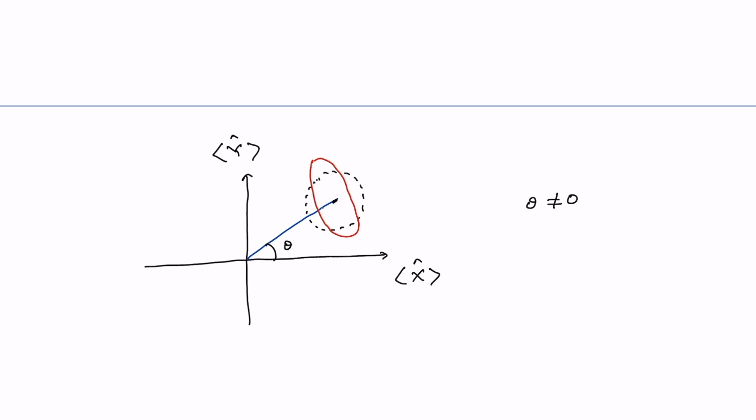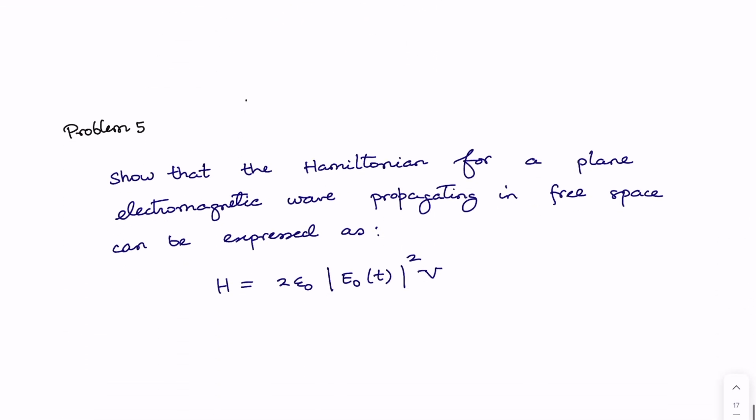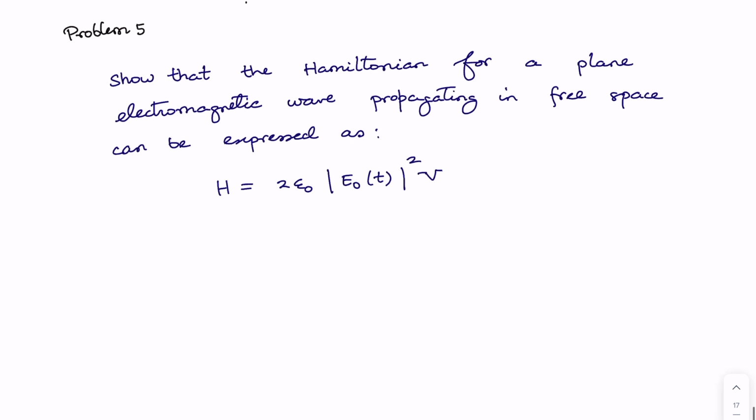Now, having worked out a couple of problems on squeezed states, now let us go back to our earlier lectures and do some problems based on those lectures. Let's do this problem. Here you are asked to show that the Hamiltonian for a plane electromagnetic wave propagating in free space can be expressed by this Hamiltonian. H is equal to twice epsilon 0 |E0(t)|^2 into V. V is the volume. For this, please refer to lecture number 18 of the course.